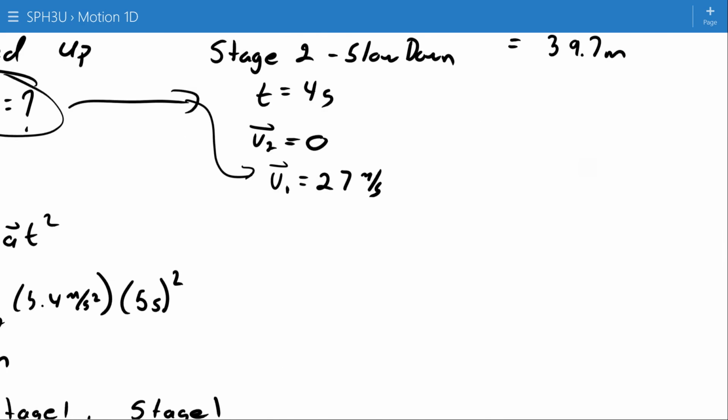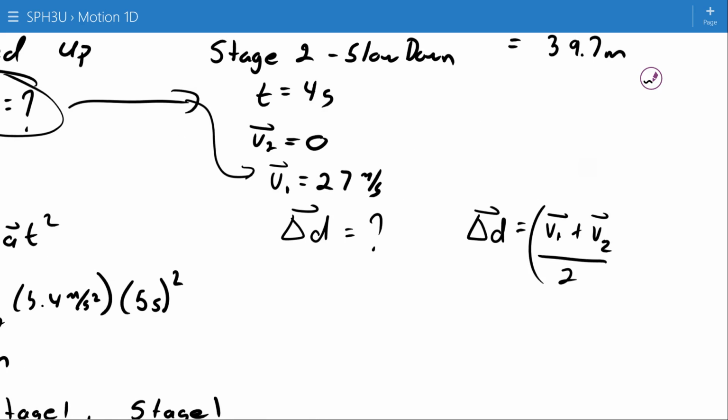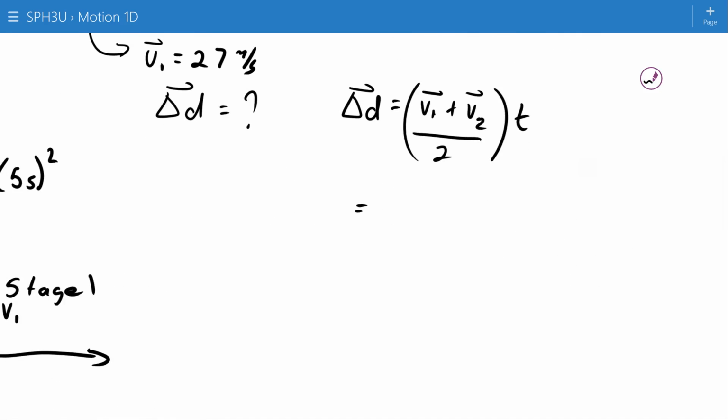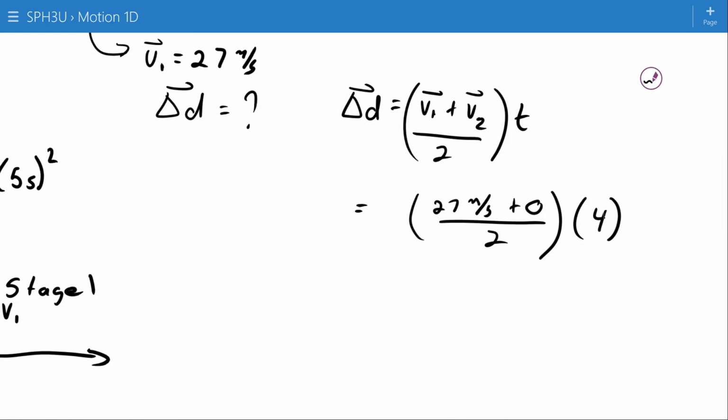So I have V1, V2, T. Now I have 3 things. I can find the 4th thing that I'm interested in. Delta D equals V1 plus V2 divided by 2 times the time. So V1 is 27, V2 is 0, divided by 2, times the time of 4 seconds. And I can just look at the 4 and the 2 canceling out and recognize that's 54 meters.